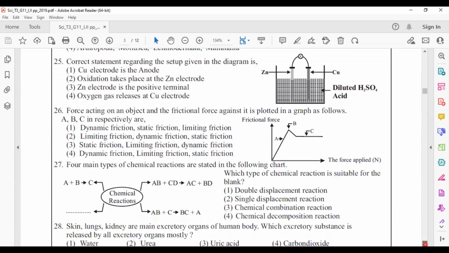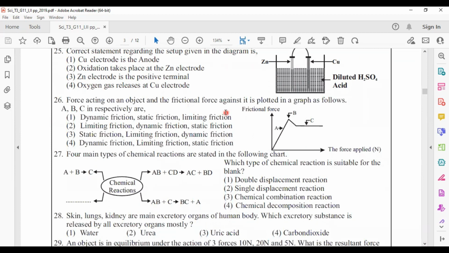26. Force acting on an object and the frictional force, again it is plotted in a graph as follows. A, B, C respectively are. In A part we can see while we are increasing our force, the frictional force also increasing accordingly. That means this A friction is the dynamic friction and B is the maximum friction value that can give. It is the limiting friction, and C is the friction that is not changing with our force. We are increasing our force, but this friction is not changing. That is called as static friction. Answer 4.